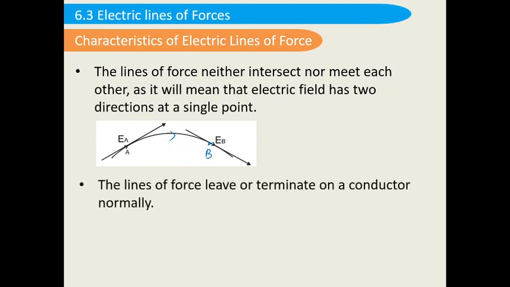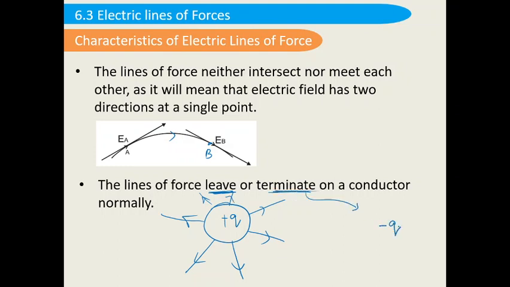Moving to the next point, the lines of forces leave or terminate on the conductor normally. Why do they leave? If there is a positive charge conductor, the lines of forces are moving away. That means they are leaving the charge. They are terminating, which means they are ending. If this was a negative minus q charge, the electric lines of forces are like this. They are getting terminated like this.